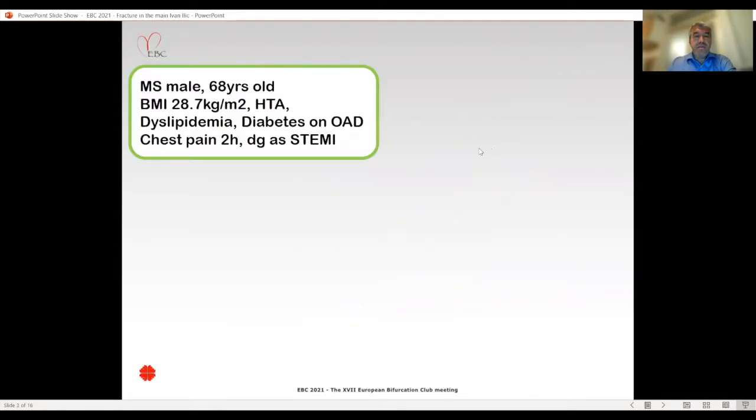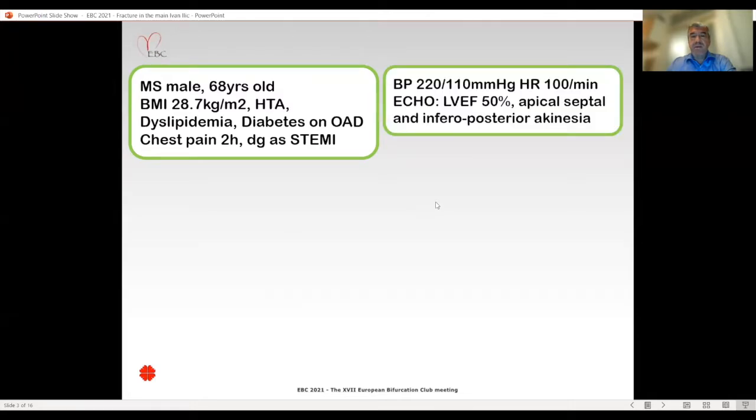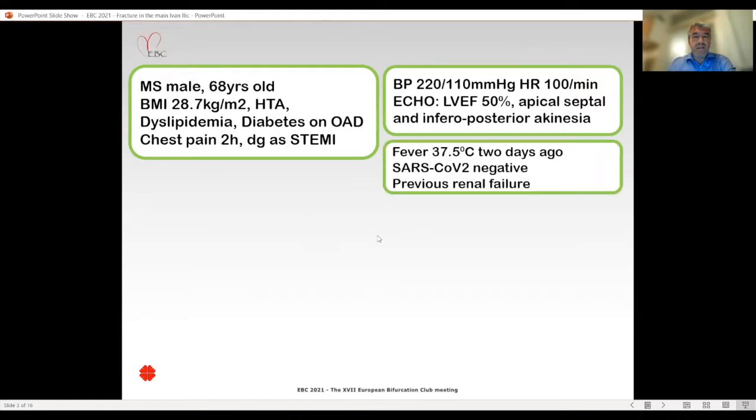The patient I would like to present is a 68-year-old male presenting with ST elevation myocardial infarction and chest pain lasting for 2 hours. He was previously treated for hypertension, dyslipidemia, and diabetes. On presentation, he was hypertensive and tachycardic with slightly decreased LV ejection fraction with some regional wall motion abnormalities.